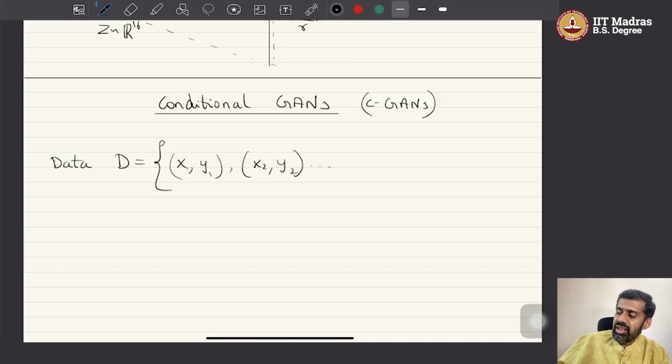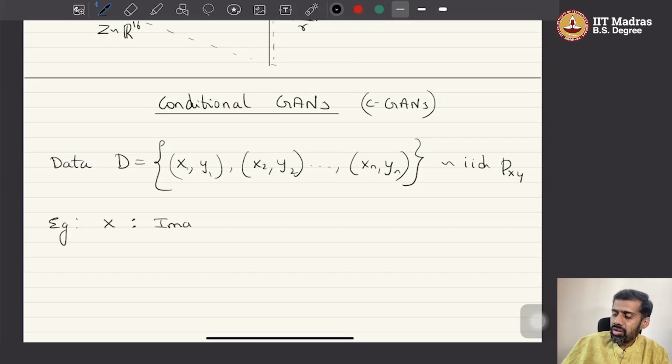Note that the data one would need to build conditional samplers is very similar to the data one would need to build a discriminative machine learning model, which is the classifier. So now this is drawn IID from a joint distribution p(x,y). Examples can be that your x can be images and y can be a class label or a textual description, and so on. This can be a class label, or this can be a textual embedding and so on.